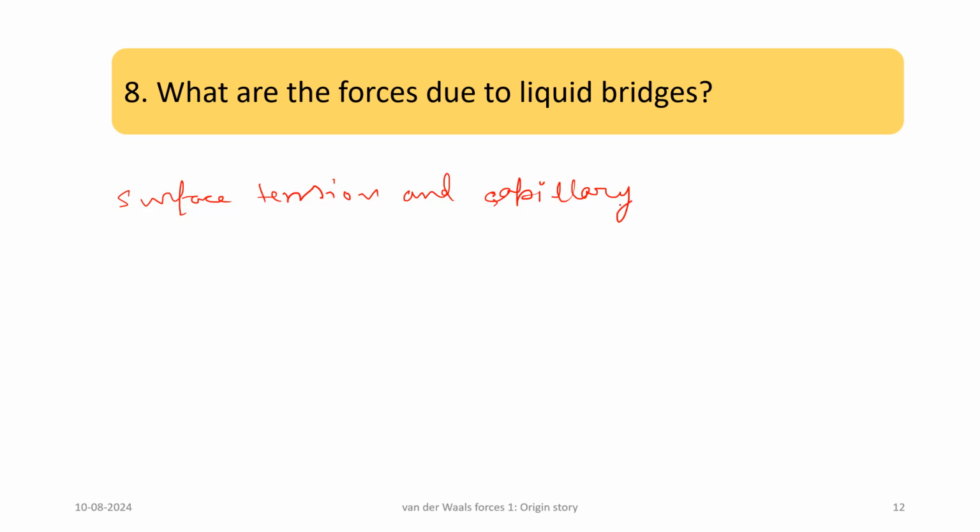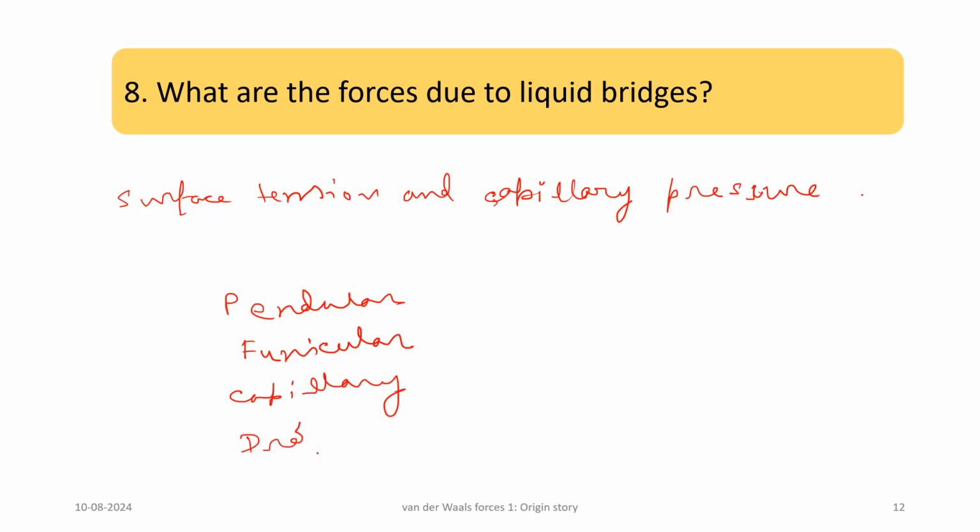The capillary pressure and surface tension pressure will lead to liquid bridges. These are the forces applied, and there are different states depending on these liquid bridges: pendular, funicular, then capillary and droplet phase. These states appear due to the liquid bridges created between the two particles.